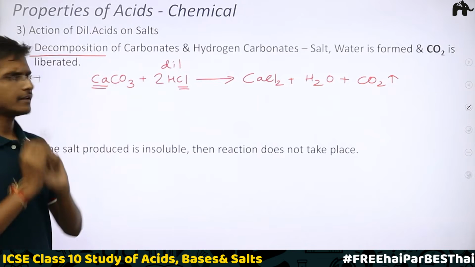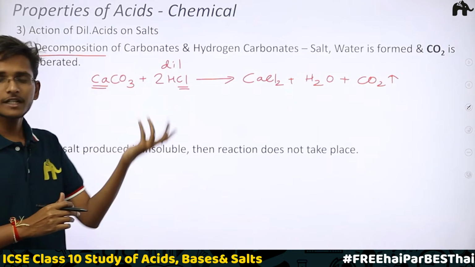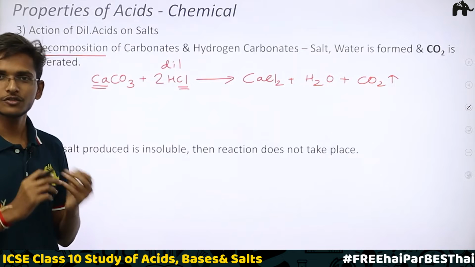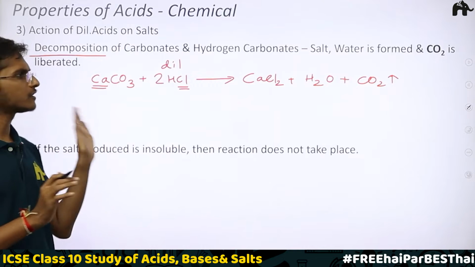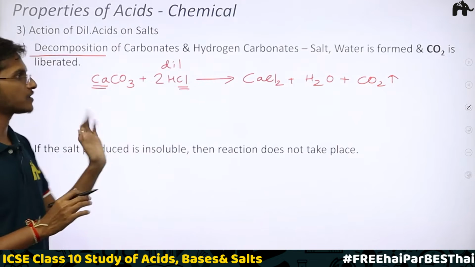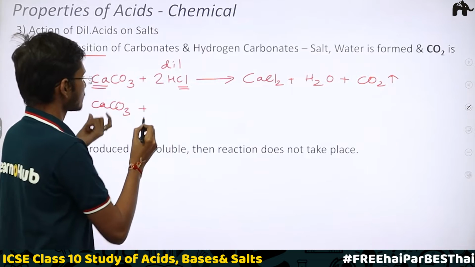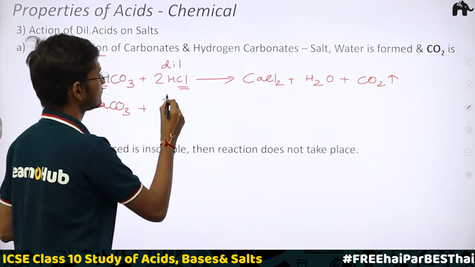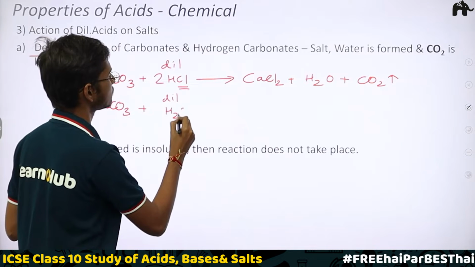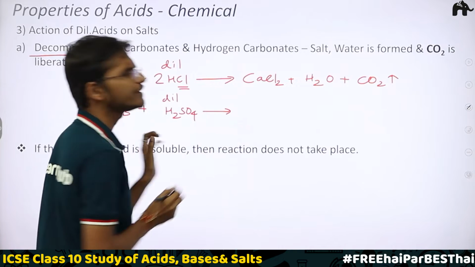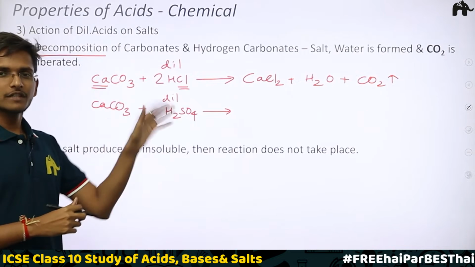Whenever you write the reaction, after that make sure that you balance it, otherwise you would lose marks. Never forget that. This is the last step of writing a reaction. Now what you do is, try to write the reaction of calcium carbonate with dilute H2SO4. Just give it a try. Pause this video and give it a try.